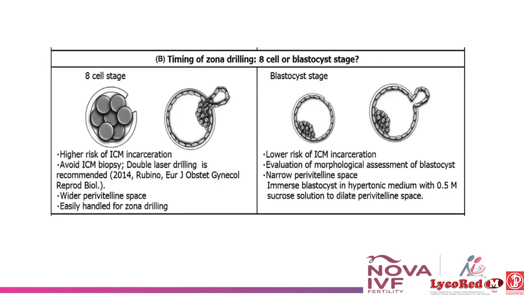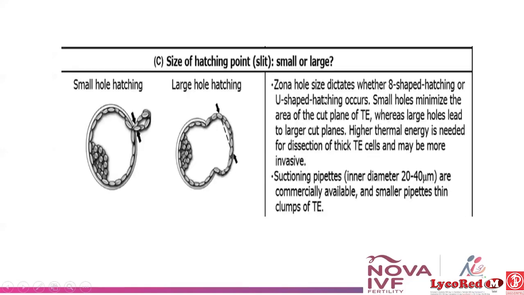Timing of the zona drilling: you can do it on the 8-cell stage or on the blastocyst stage. But the problem with the 8-cell stage is that we have observed more than a 70% chance that the inner cell mass comes out. So if we are doing zona drilling, we mostly prefer to do it at the blastocyst stage, because at that time the inner cell mass is differentiated. We can locate the inner cell mass and we can do the zona drilling.